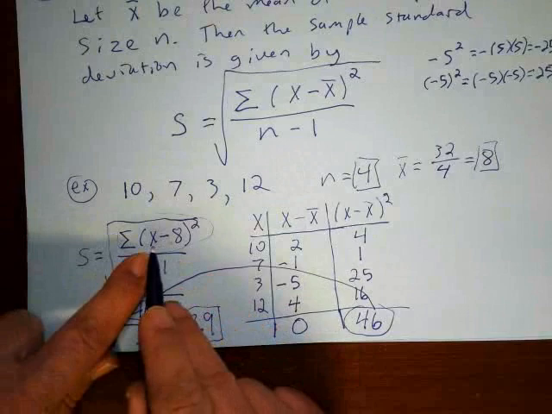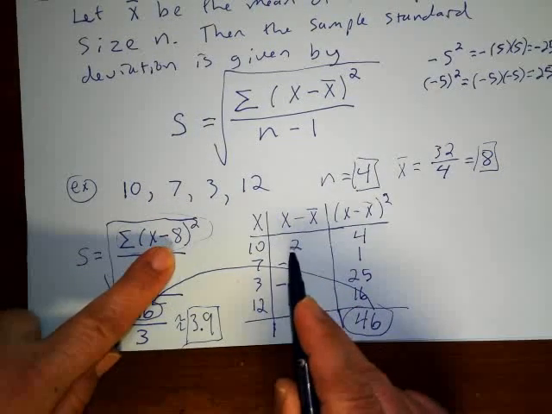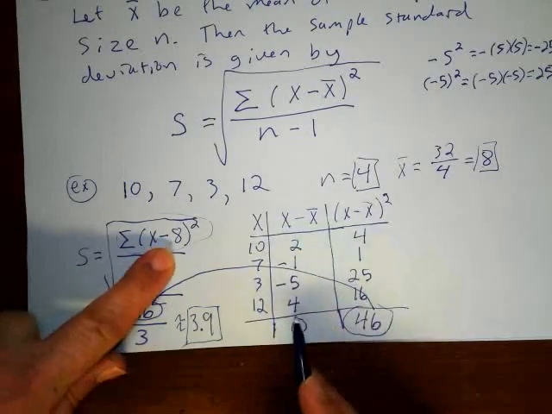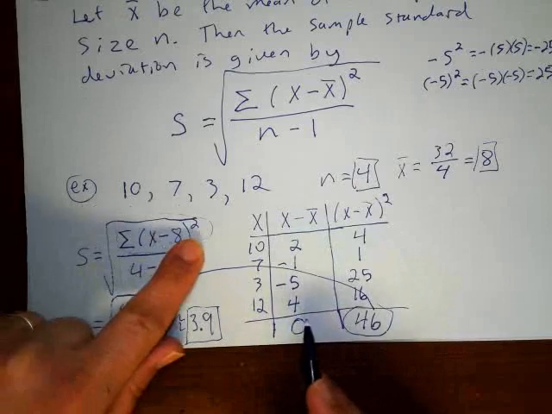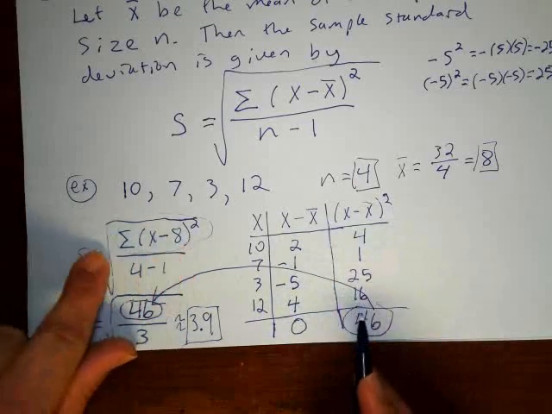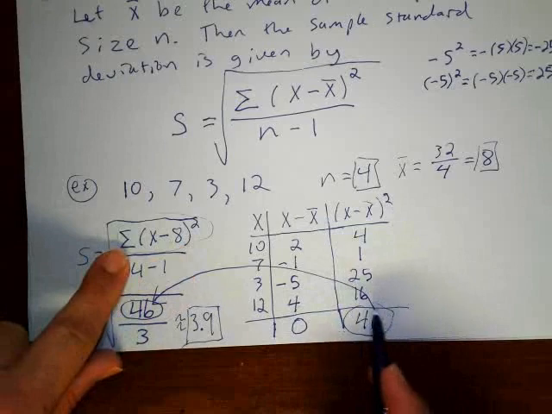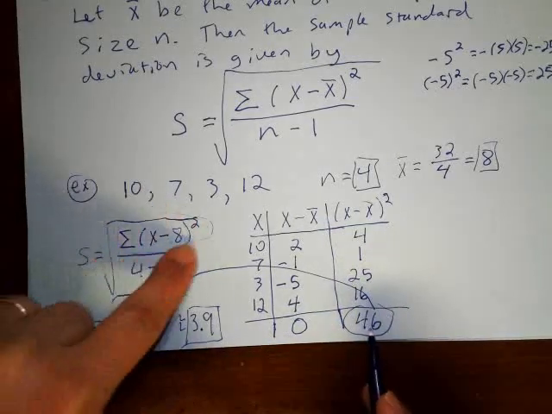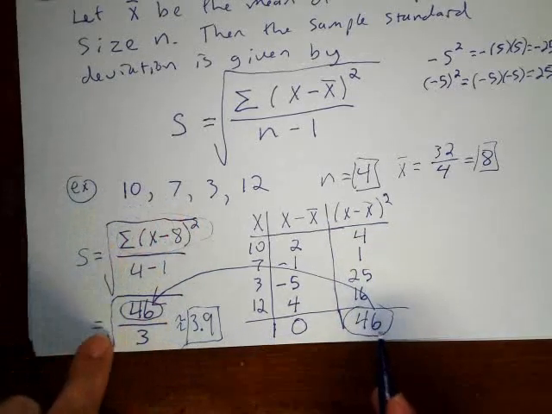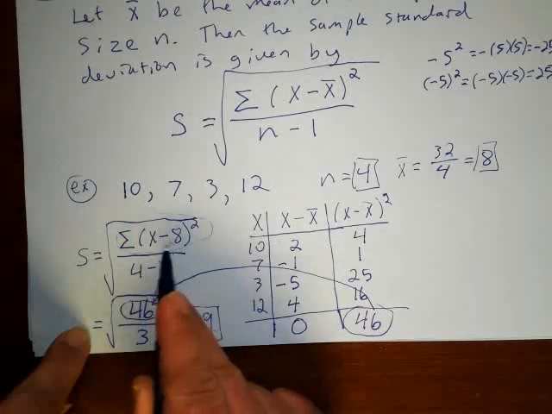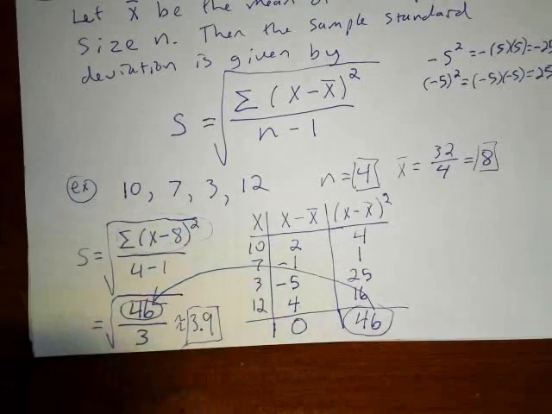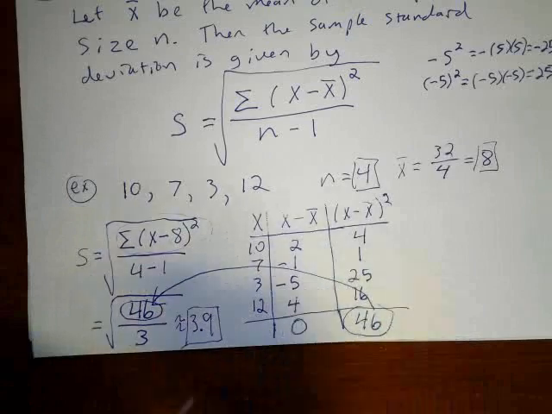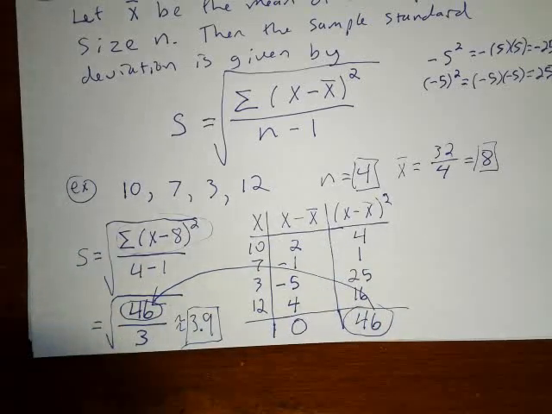Okay? So what this means is take each value, subtract 8, so find the deviation for each value, and then this means square all those deviations, and then this means add them up. And then that's what that whole thing is. So this is the sum of the squared deviations. And this table is a real nice way of doing that.